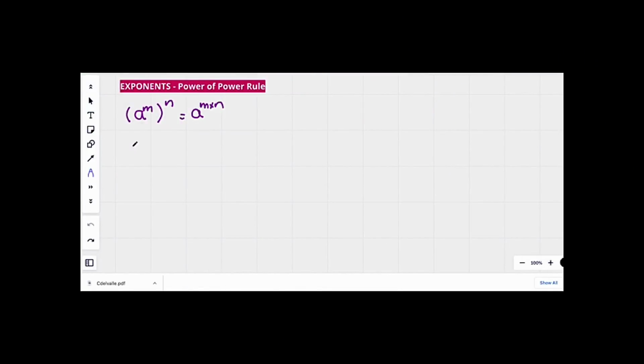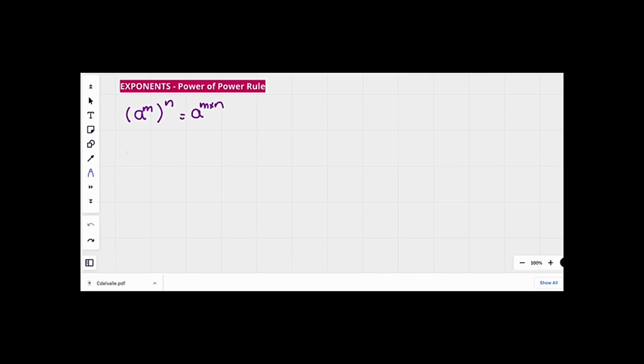The power rule helps us understand what to do when we already have a number that has an exponent, but we also want to add an exponent to the whole question. In that case, we multiply the exponents against each other and we leave the base the same.